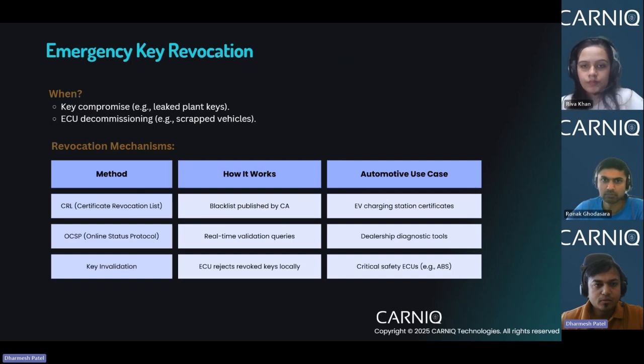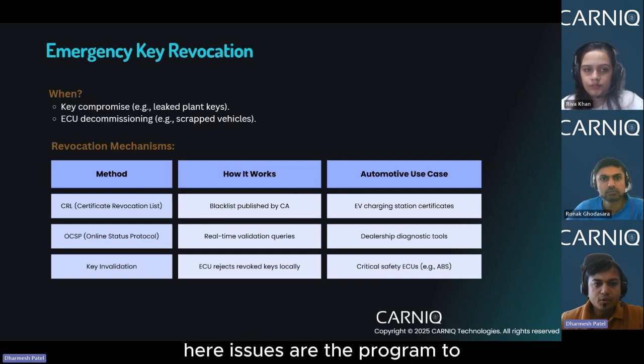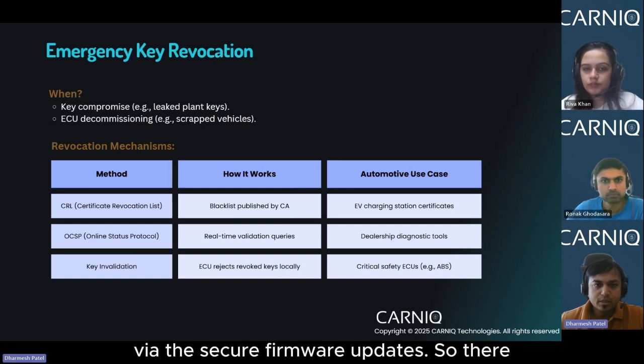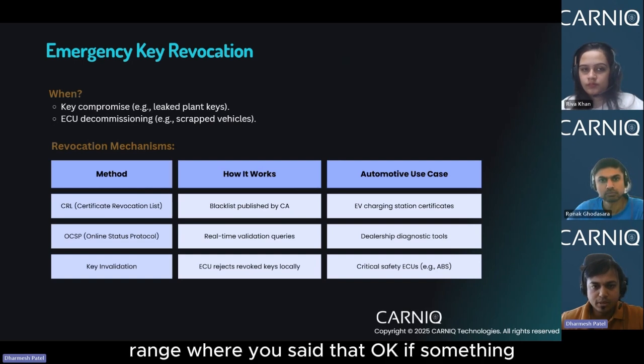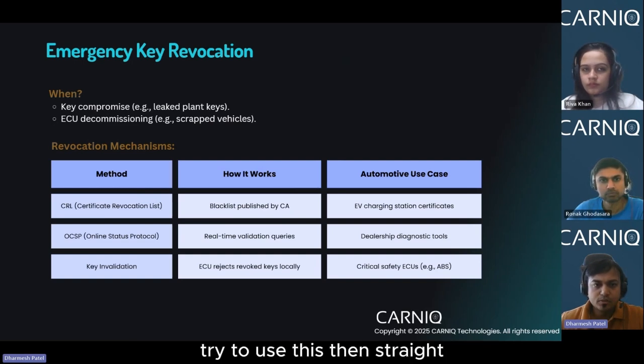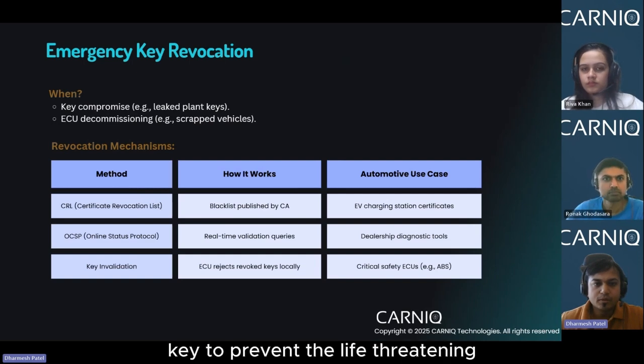And the third one would be local key invalidation. Here ECUs are programmed to reject specific keys via secure firmware updates. So there will be particular keys or some kind of range where you say that if something tries to use this, then straight away reject it. Safety-critical systems like the airbag system or ABS immediately drop or revoke the key to prevent life-threatening hacks.